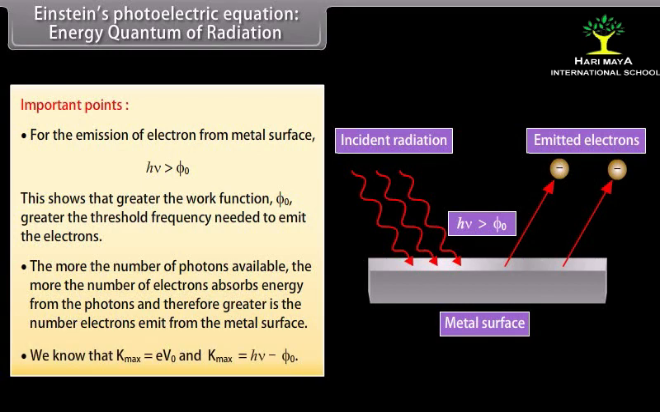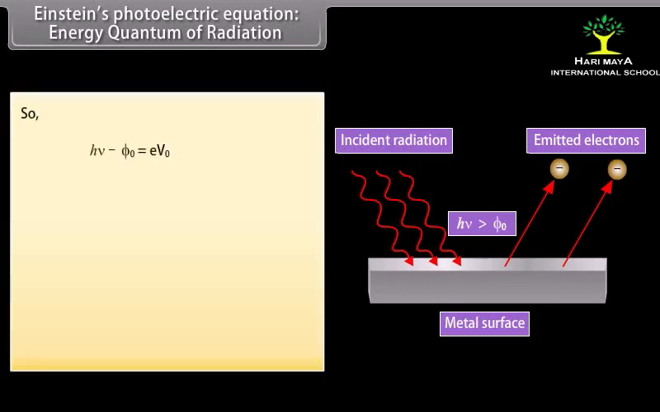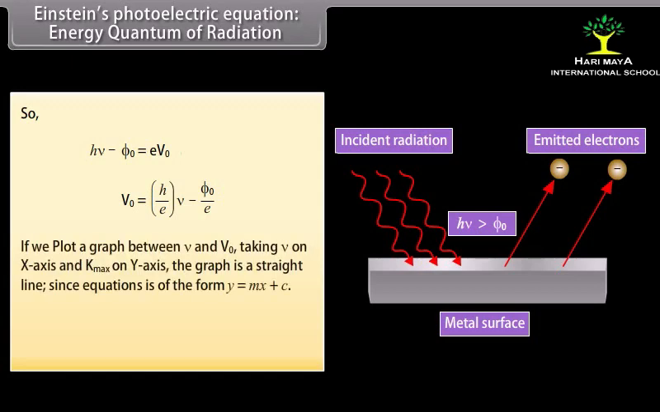We know that Kmax equals eV0 and Kmax is equal to hν minus φ0. So, hν minus φ0 is equal to eV0. V0 is equal to (h/e)ν minus φ0/e. If we plot a graph between ν and V0, taking ν on the x-axis and V0 on the y-axis, the graph is a straight line, since the equation is of the form y equals mx plus c. The slope of the line m is equal to h upon e, which is a universal constant.